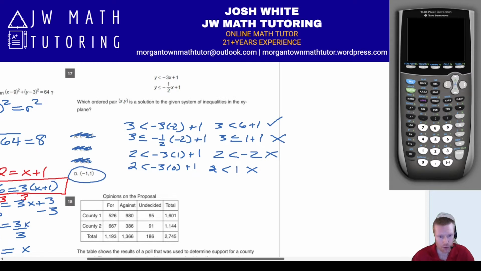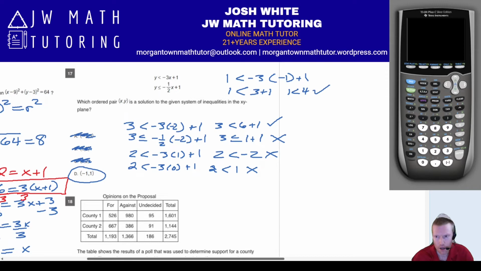But just to show you real quick, if you want to go ahead and plug it in, we would get 1 less than negative 3 times negative 1 plus 1. 1 less than 3 plus 1, 1 less than 4. Okay, that checks.